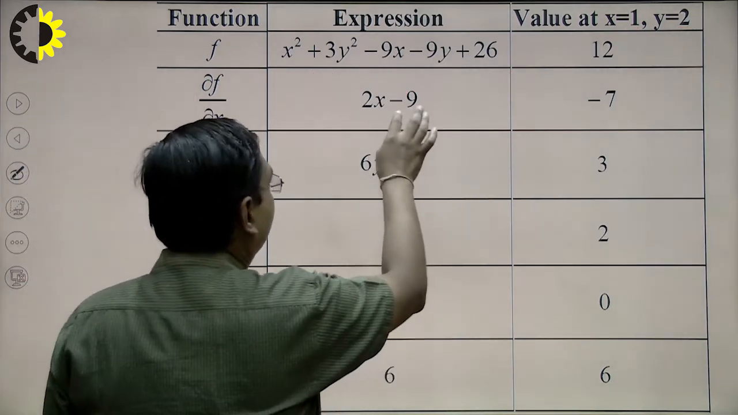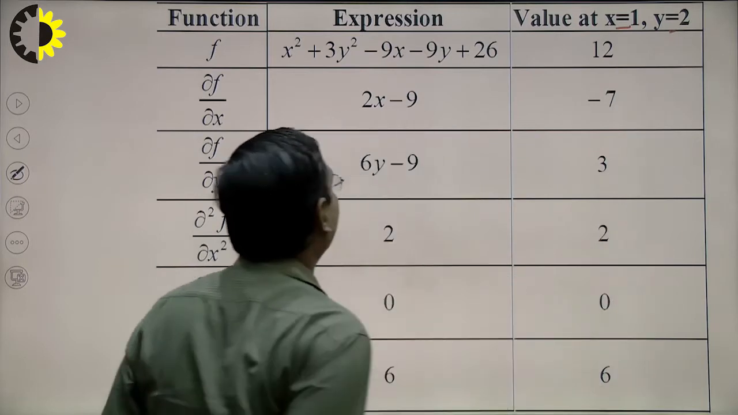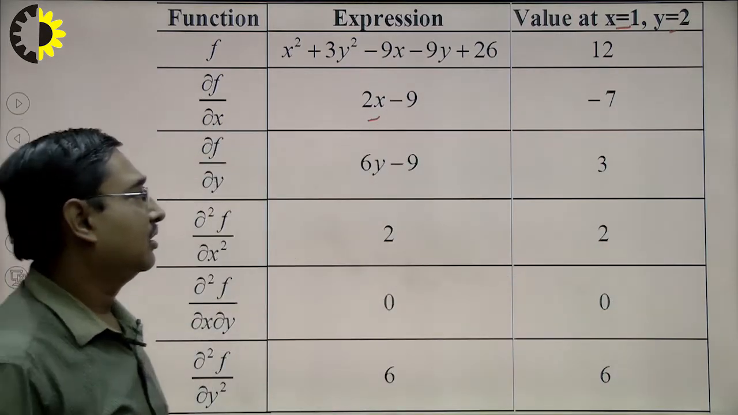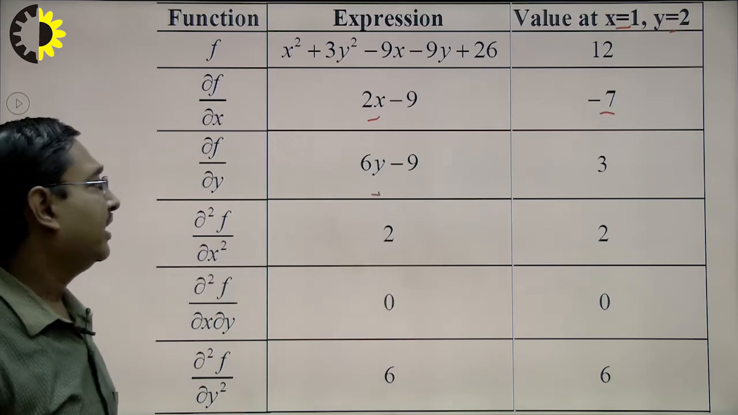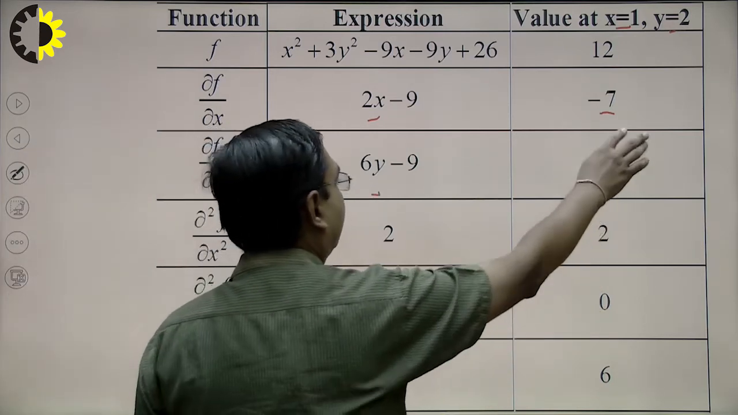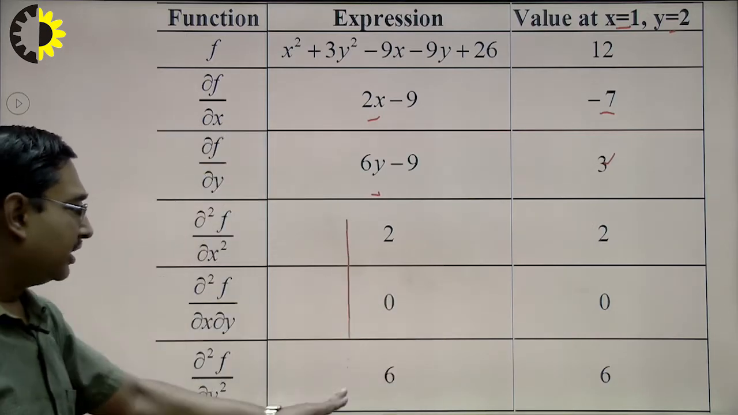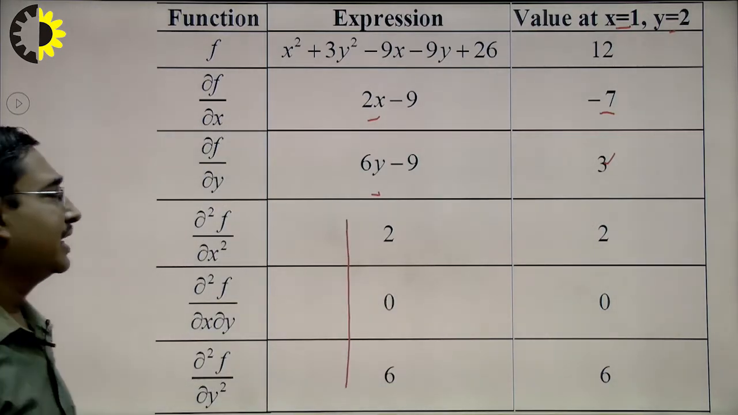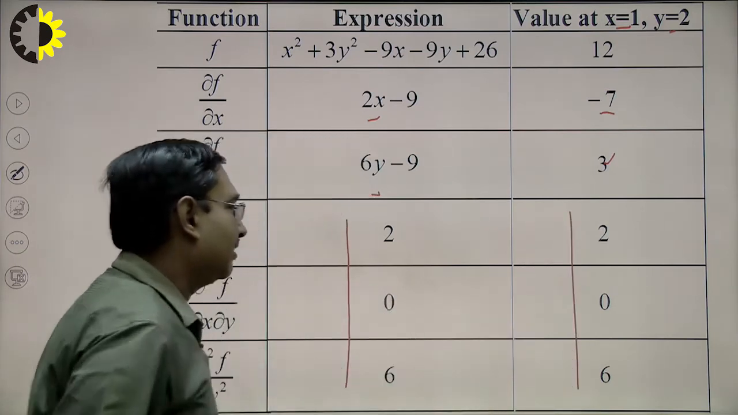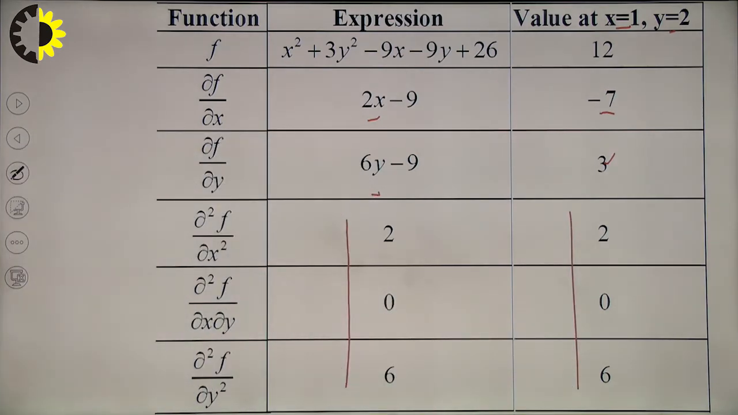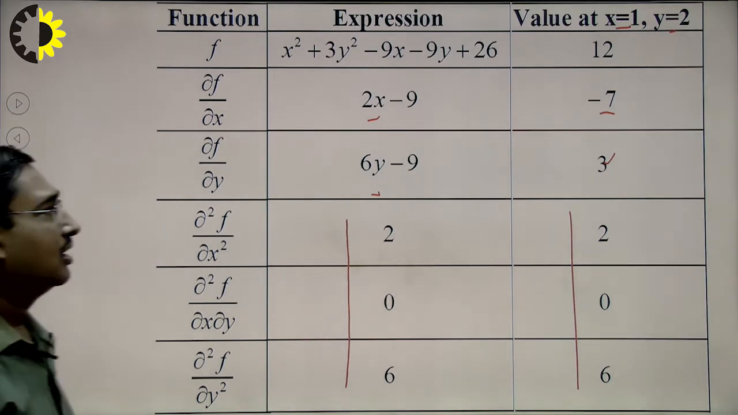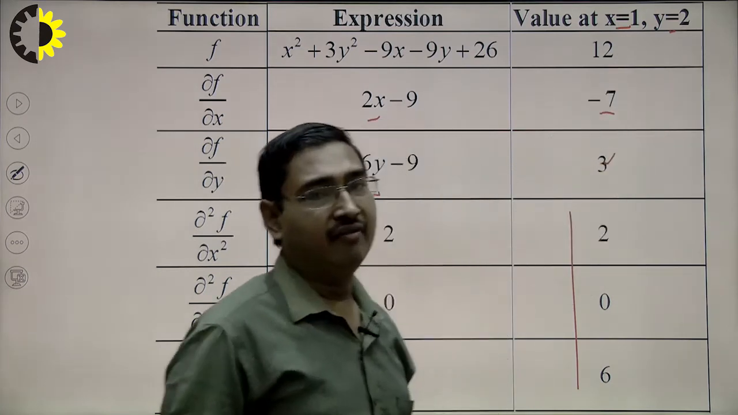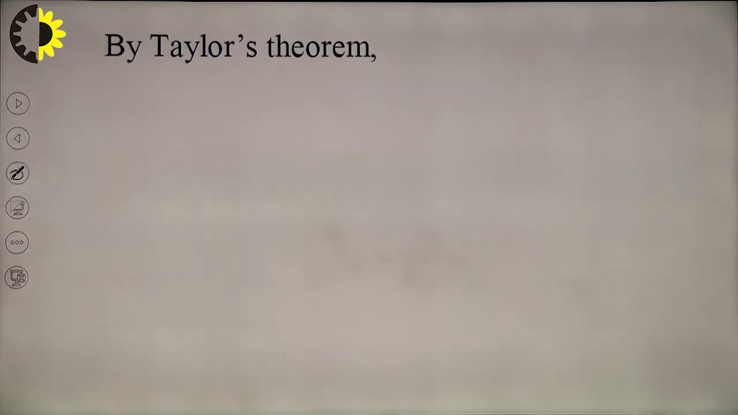Similarly, substituting x equal to 1, y equal to 2 in this expression, we get minus 7. Substituting y equal to 2 in this expression, I get 3. These are already constant, so substituting x and y will make no difference and the values will remain as they are. Now, all partial derivatives up to second order are calculated at this point (1, 2). We are now going to write the expansion of the function.